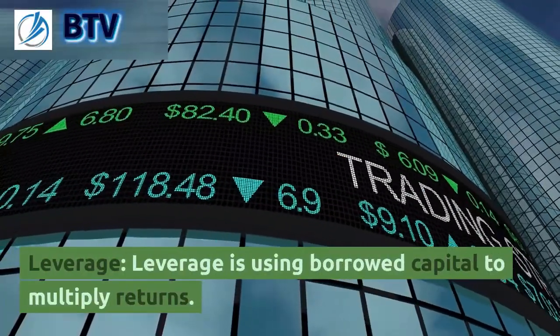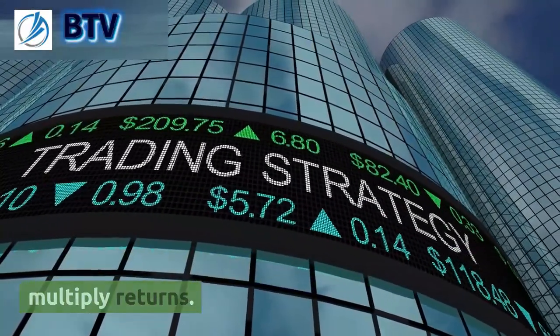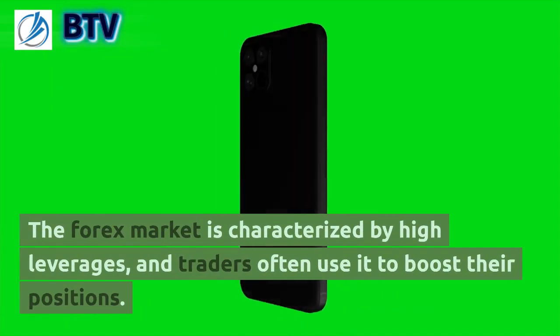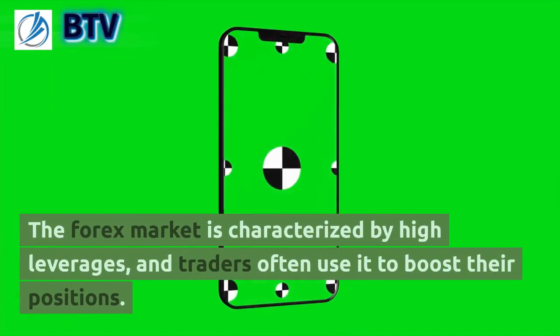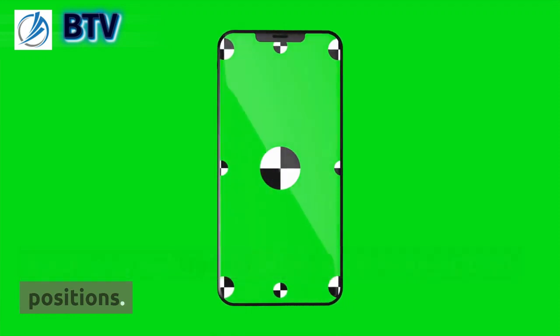Leverage. Leverage is using borrowed capital to multiply returns. The Forex market is characterized by high leverages, and traders often use it to boost their positions.